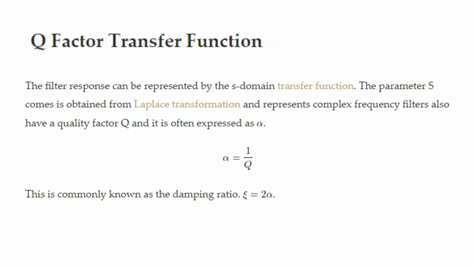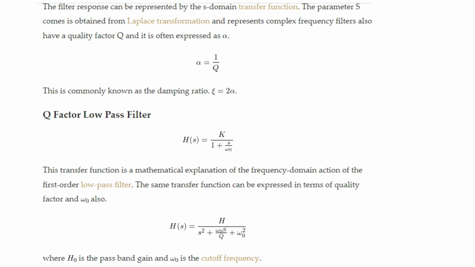Next, the Q factor for transfer function. The filter response can be represented by the S domain transfer function. The parameter S is obtained from Laplace transformation and it represents complex frequency. Filters also have a quality factor Q, and it is often expressed as alpha. So alpha equal to 1 by Q. This is commonly known as the damping ratio. Epsilon equal to 2 alpha.